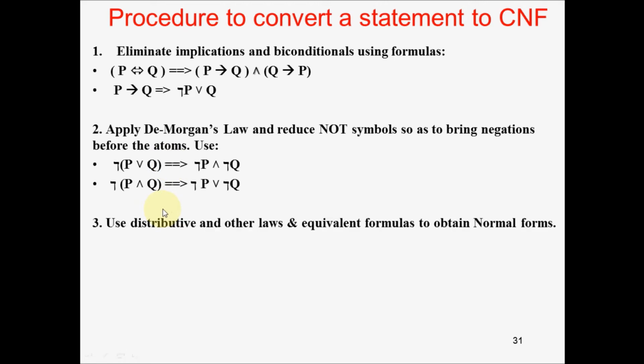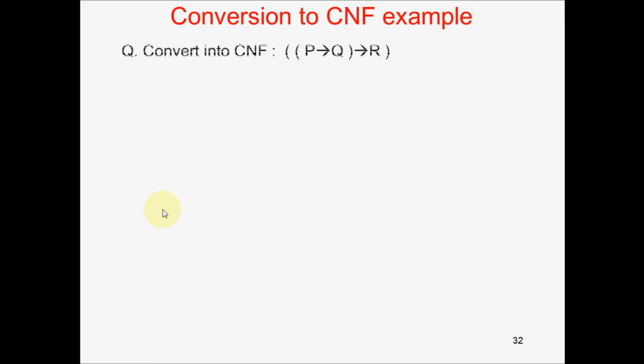Step 3. Once implications and biconditionals are eliminated, once De Morgan's law is applied, and not is substituted for each of the terms, you can use the distributive law or any other equivalent formulas. We have seen 18 formulas in the last video. So you can use those formulas to obtain the expression in CNF. Briefly we'll see one example of how to convert a given proposition sentence into CNF.